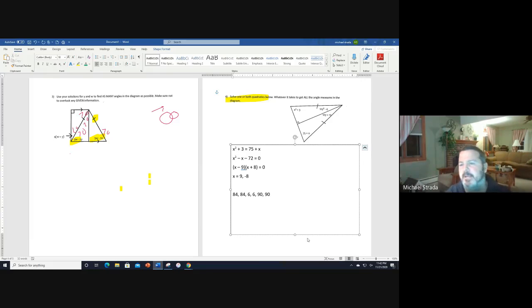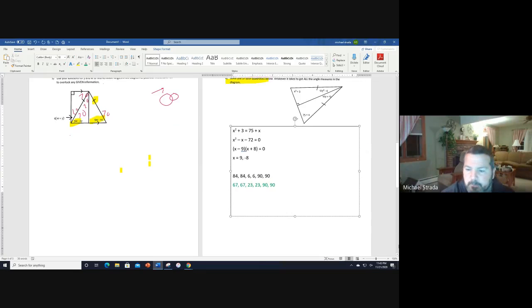Now, if I plug in negative 8, 75 plus negative 8 is 67. That works. Negative 8 squared is 64, so that works. 64 plus 3 is 67. Therefore, that would make both of those angles 67. The two angles up top, 23. And at that point would be 90 because obviously it's a 90-degree angle. All right, so there we go with that one.